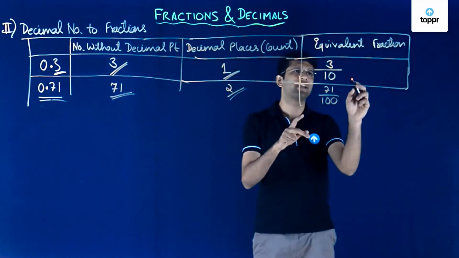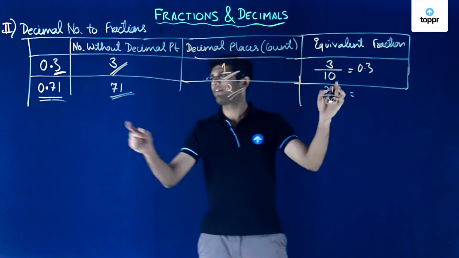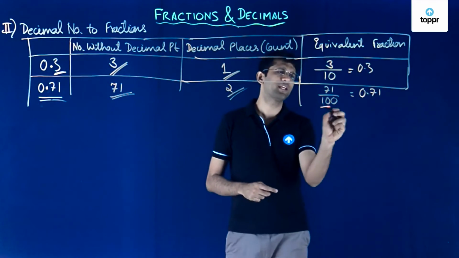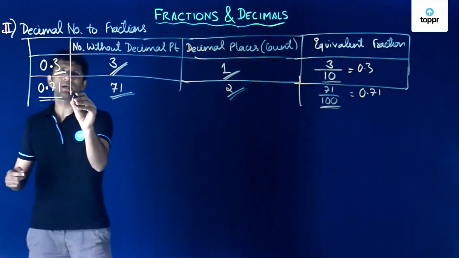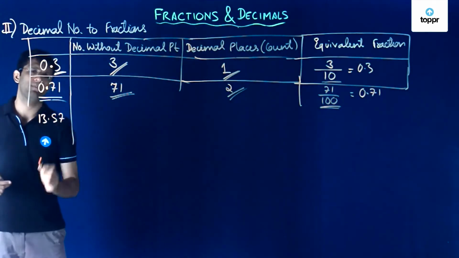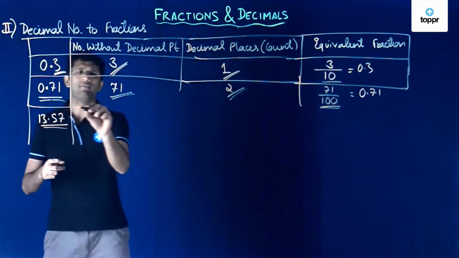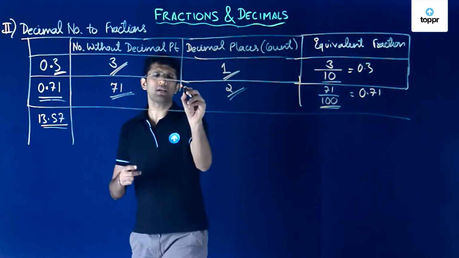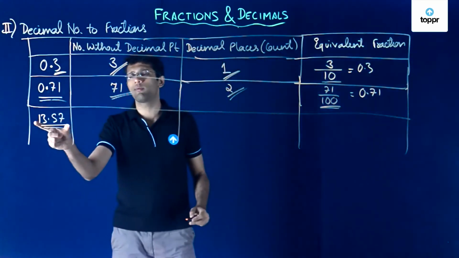So the first result we write is that 3 upon 10 is the equivalent of 0.3, and similarly 71 upon 100 is the equivalent of 0.71. So these are our answers in the first 2 cases. Let us now take one more example. Suppose we have a number such as 13.57. Note that if I write the same number without considering the decimal point, then what will happen? Well, I'll first complete this table here.